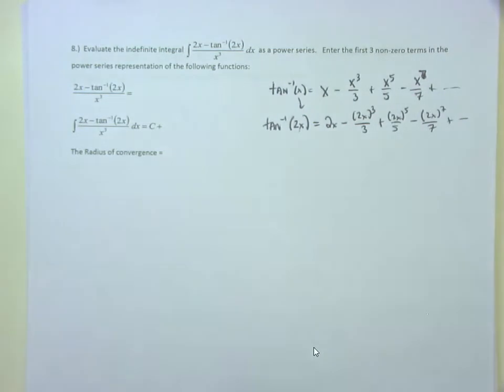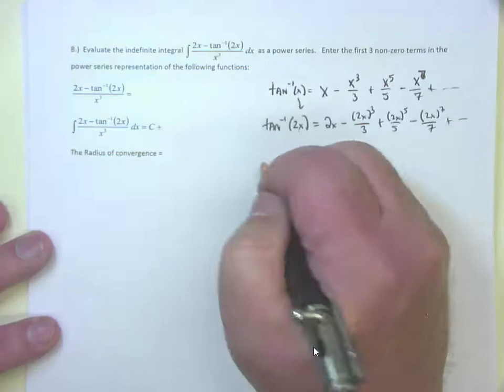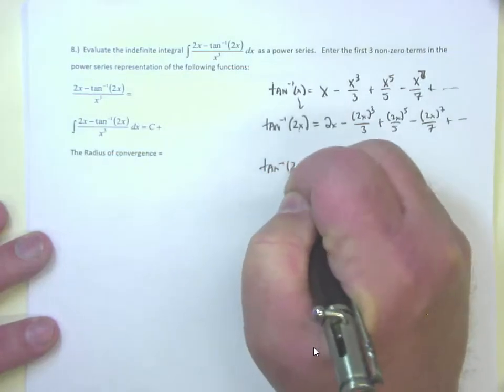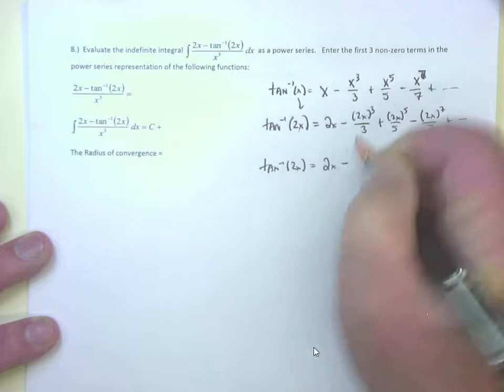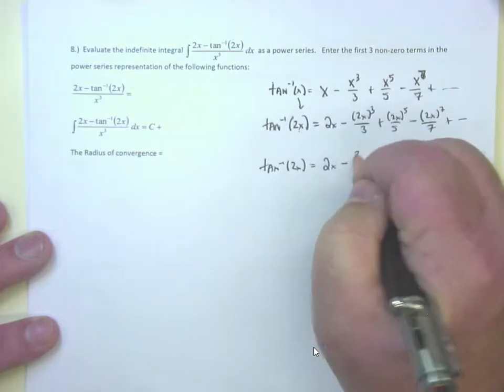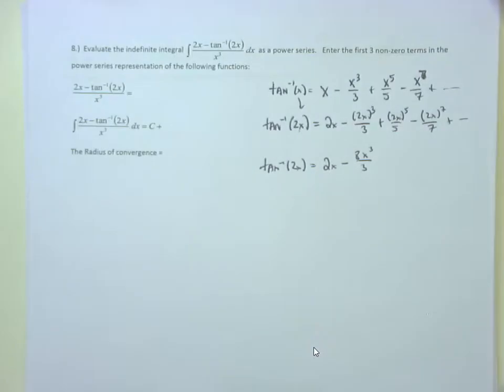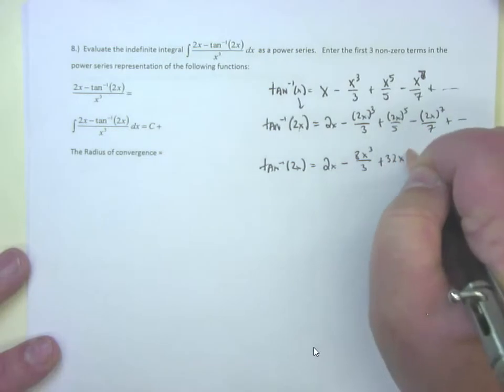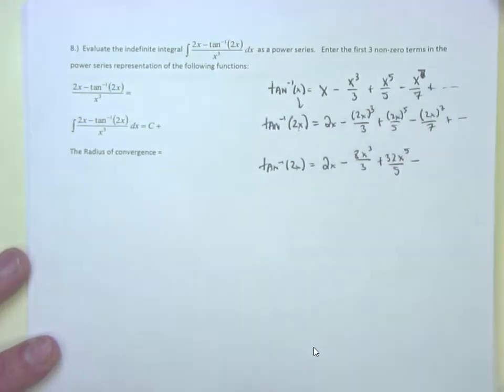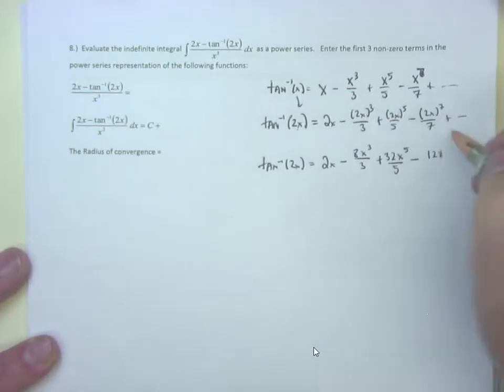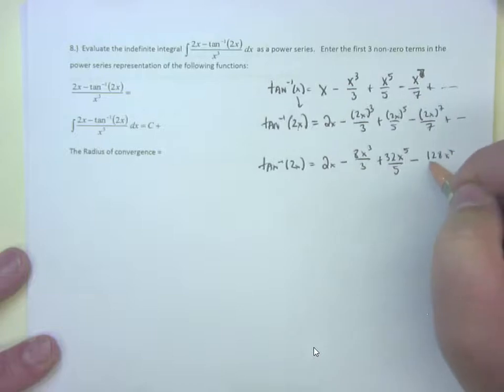You see what I did? I just created a power series for the tangent inverse of 2x because I knew a power series for the tangent inverse of x. Now, of course, you want to clean them up. So here we go. The tangent inverse of 2x is equal to 2x minus 2 cubed is 8x cubed over 3. 2 to the 5th, better double check me, it's too early in the morning for this. 2 to the 5th is 32. That'll be plus 32x to the 5th over 5 minus 2 to the 7th is 128 x to the 7th over 7.